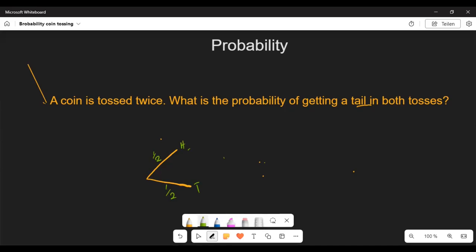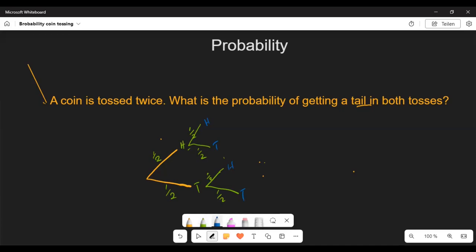Now if we do the second toss, it's the same. We're going to have a half chance of getting head and tail. So I just want to change here so that we have head and tail here, and head and tail here.